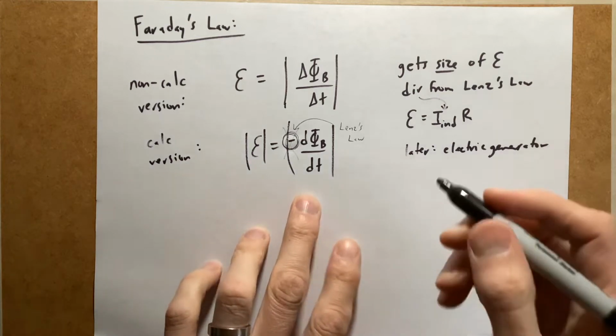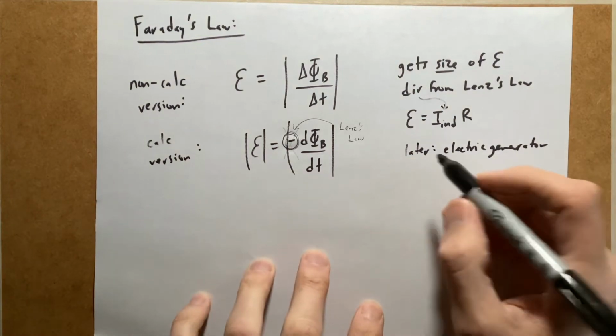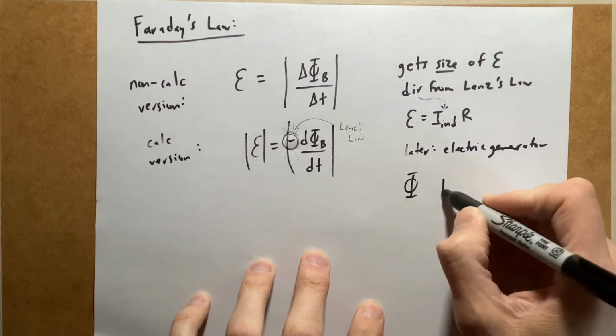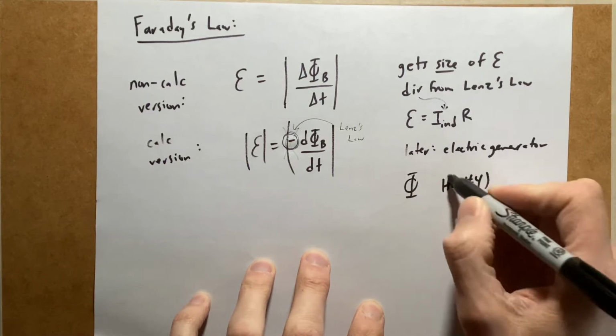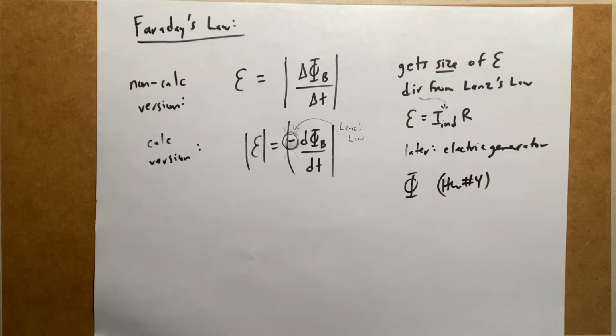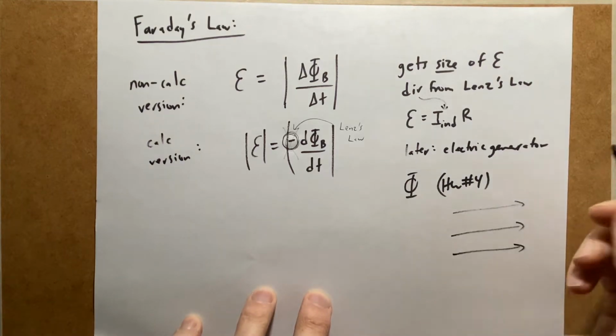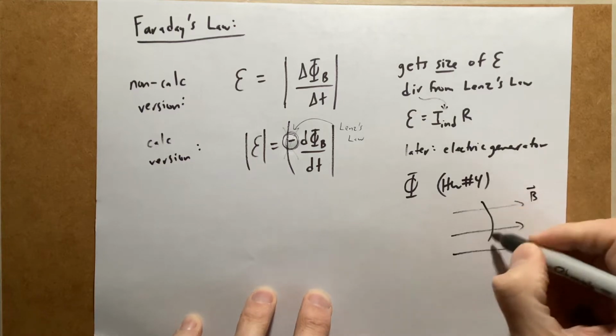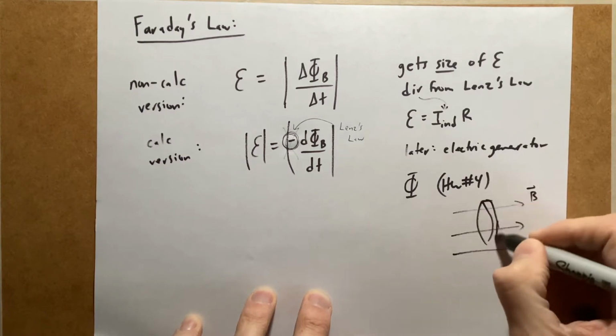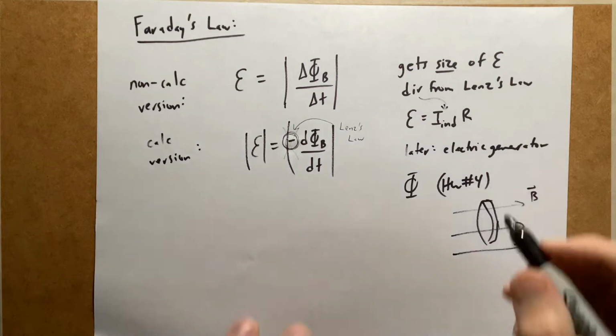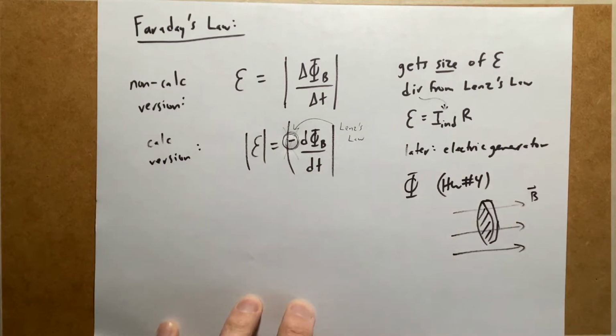Now, let me remind you about flux. We studied flux all the way back in homework number 4. So this would be a good moment, if you don't remember at all what flux is, to go back and review. But remember that flux is a quantity that is often associated with a field. If you have some sort of field, in this case a magnetic field, and you put something in there to catch it, so some sort of surface area that's catching it.